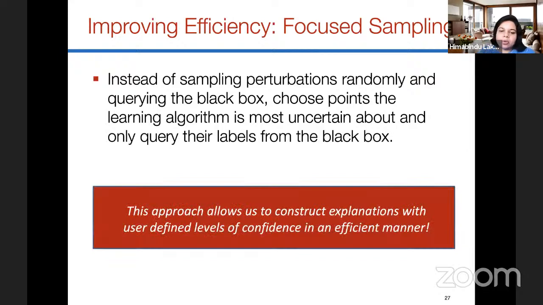Okay, so this approach allows us to construct explanations with user defined levels of confidence in an efficient manner. I think that is a very unique and nice way to think about explanations. So you're getting reliable explanations with some sorts of guarantees on how good these explanations are.